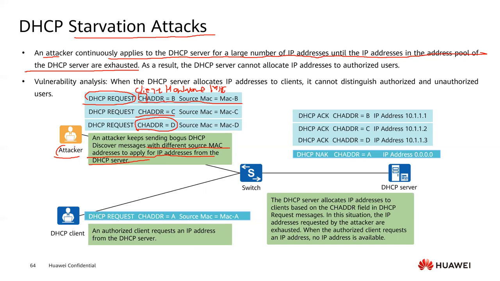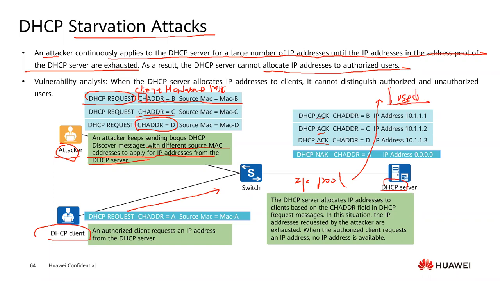This attack continuously changes the CHADDR. So the DHCP server will send a DHCP ACK to allocate an IP address to this attacker. But what will happen? The DHCP server's IP pool will be exhausted. When a real DHCP client tries to apply for an IP address, it can't get any address just because all the IP addresses in the IP pool have already been used. On the device, you can see that every IP address in this pool has the status used.